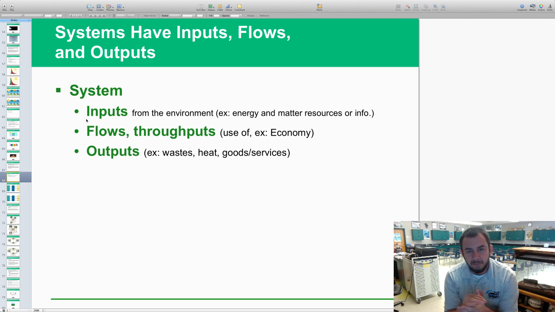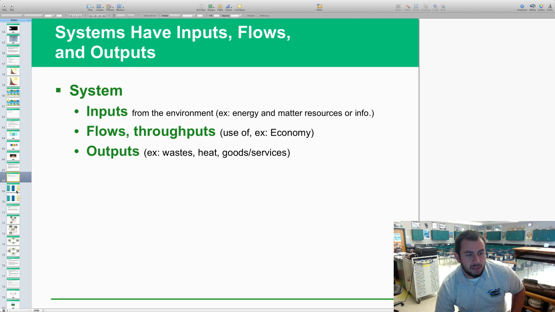by the consumer. The outputs are either the waste or the heat that's given off from that specific product, or the goods and services themselves. Those are the outputs of it all. So the flows are the throughputs of the economy, the exchange between the producer and the consumer, and the outputs are the actual use of that product and also the waste it puts out, or even the waste that after it's done with and discarded. That would also be an output as well.